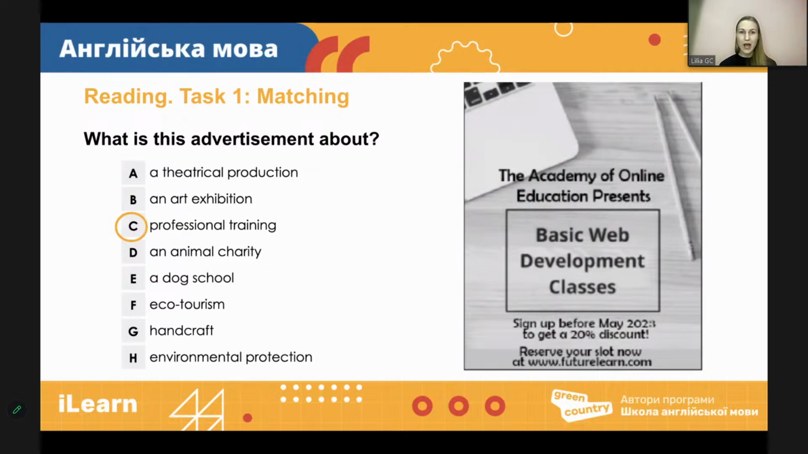So did you notice how we did this task? Firstly, I didn't even show you the answers. I just showed you the picture. And you, looking at the picture only, managed to understand what it is about correctly. So that's what you have to do when doing such type of tasks. Do not look at the options first. Look at the advertisement and try to get on your own, with your own mind, what it is about.